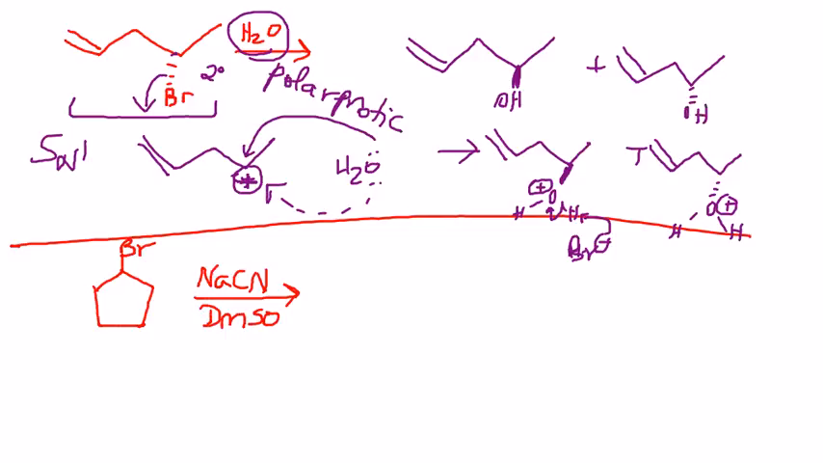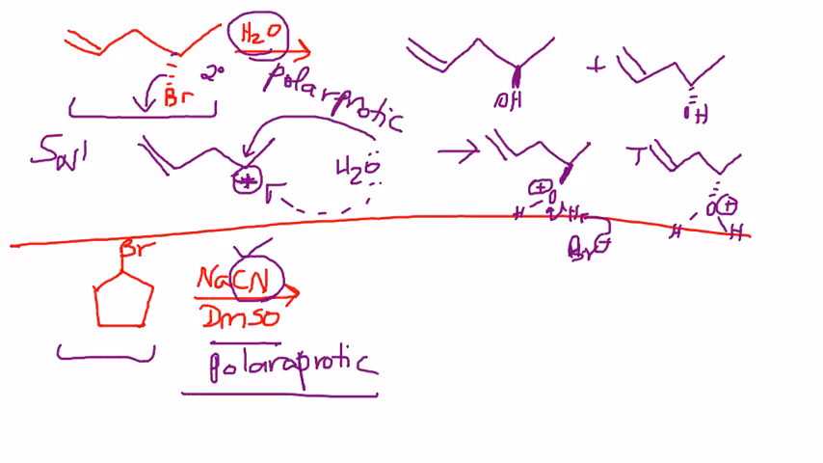Alright, let's take a look at the second one. We have, again, a secondary halide. We are treating it with NaCN and DMSO. CN minus is a good nucleophile. DMSO is a polar aprotic solvent. Polar aprotic. And that means it has to go through an SN2 reaction mechanism.